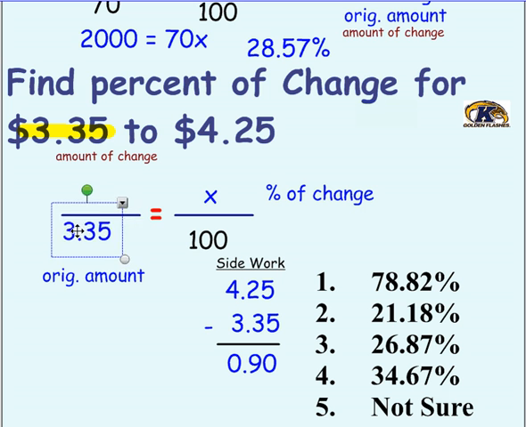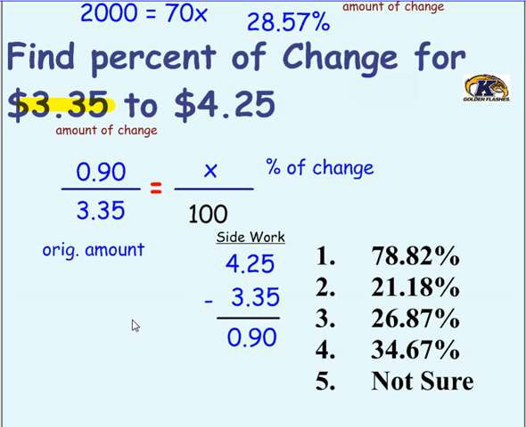So I'm going to use this number. I do not need to use this number right here. I'm going to use the 90 cents. So I've got my amount of change over the original amount. Now all I have to do is cross multiply. When I cross multiply, I'm going to get 90 is equal to 3.35x.